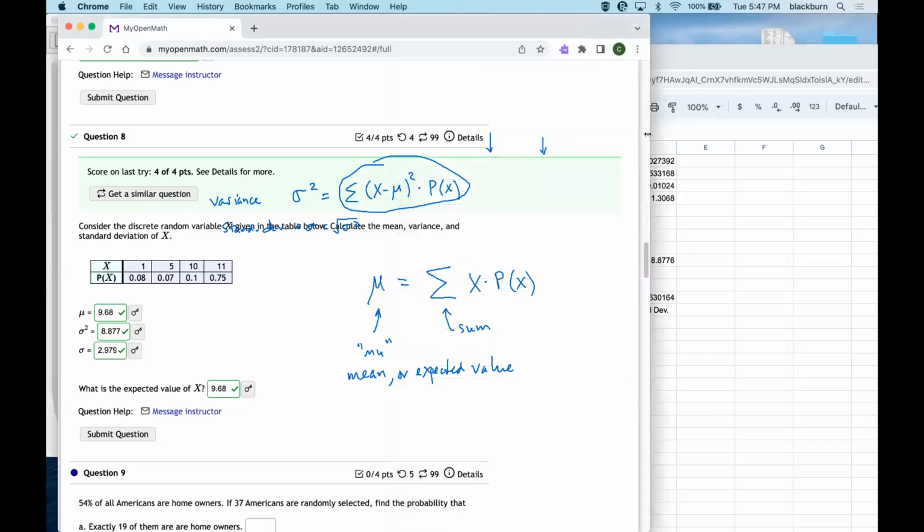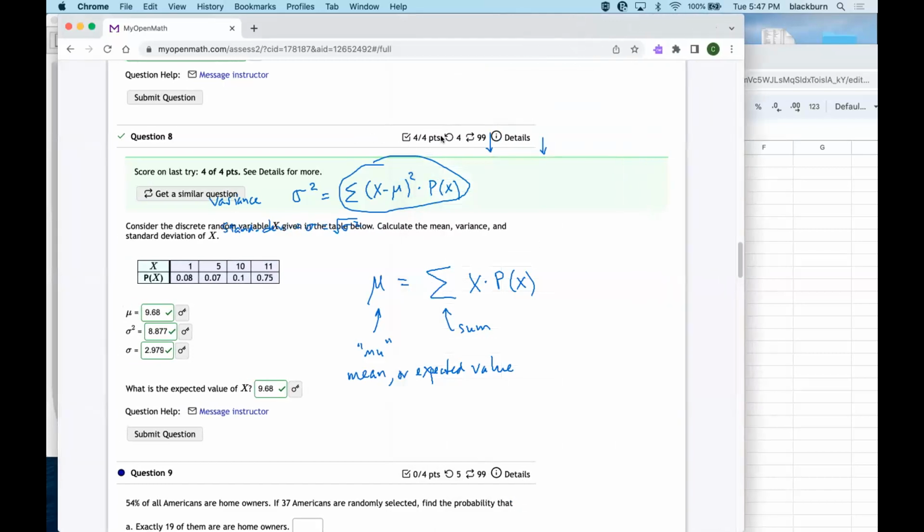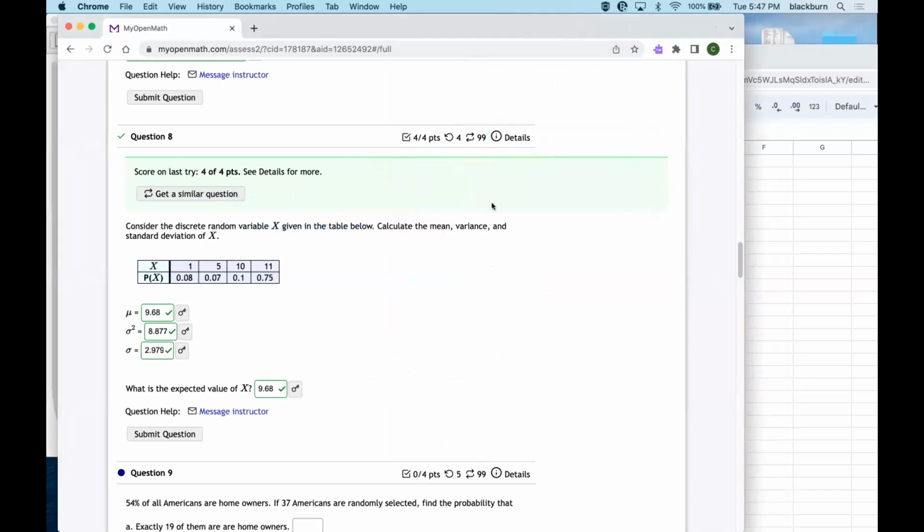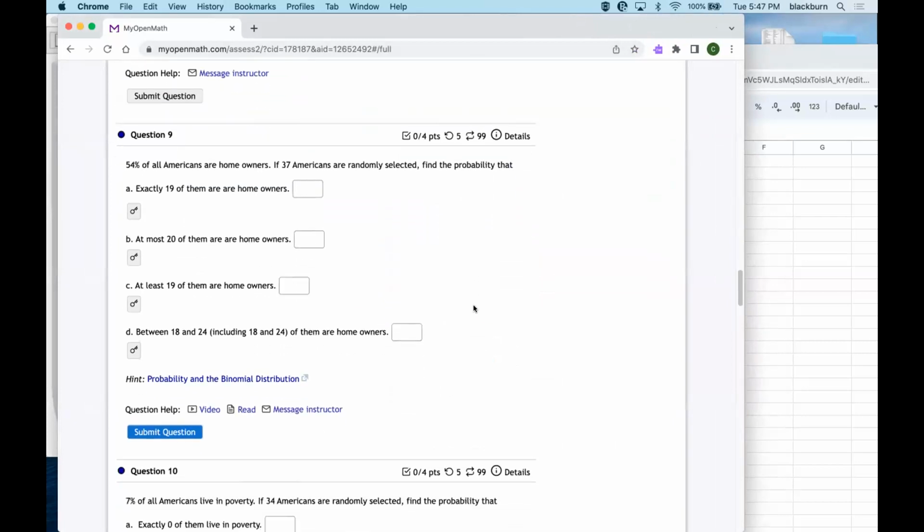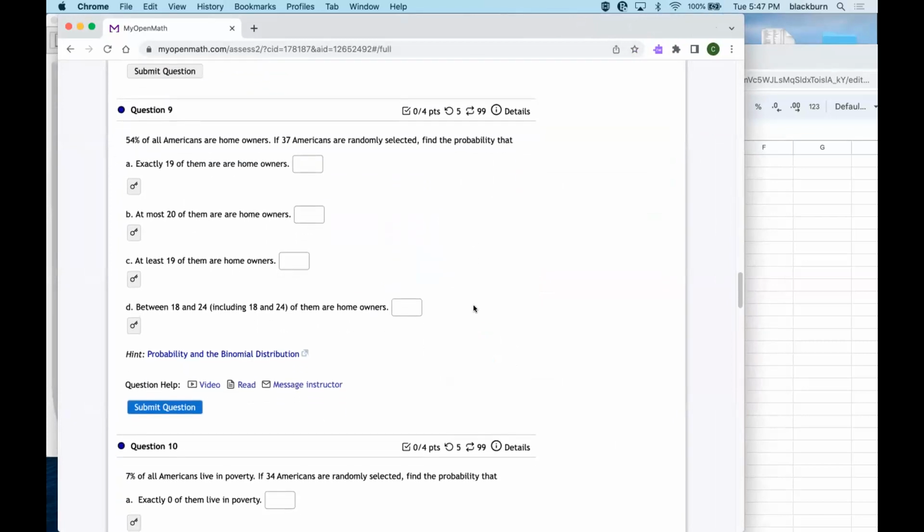Back to my open math. Now we get into the binomial distributions. Binomial distributions basically have a number of trials and a probability of success, right? So, 54% of all Americans are homeowners. If 37 Americans are randomly selected, find the probability that exactly 19 are homeowners.